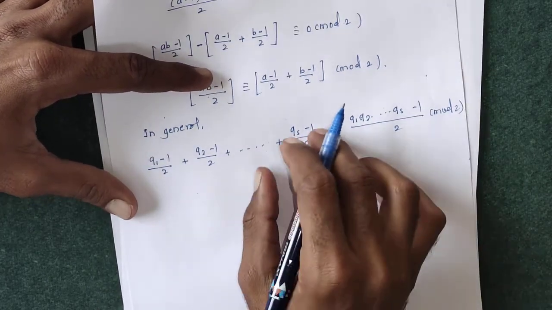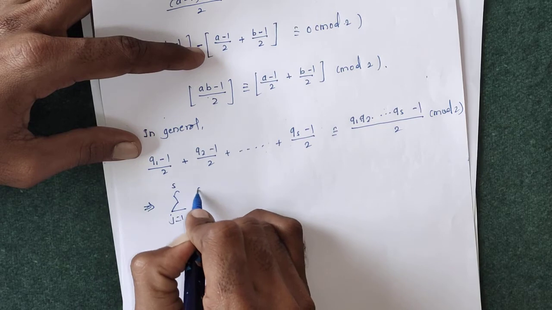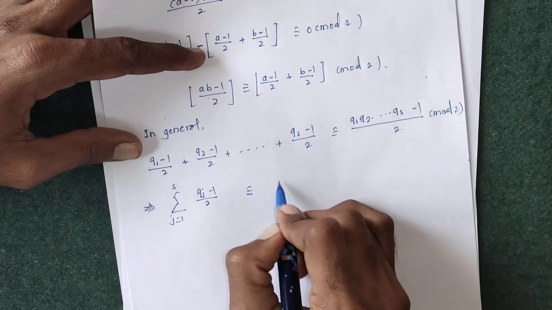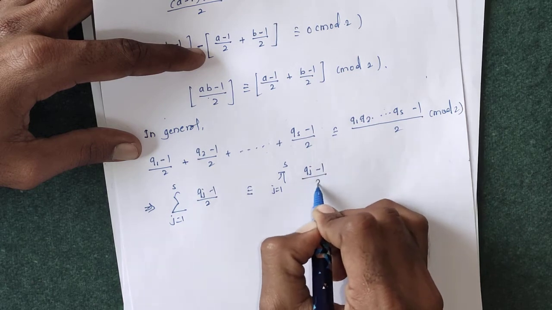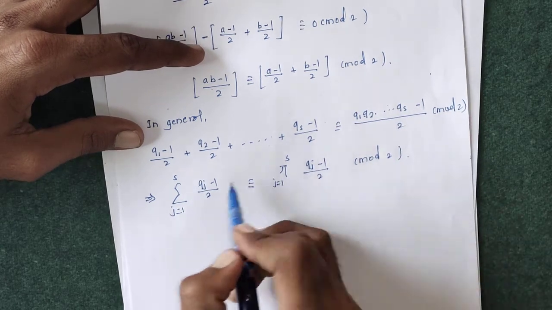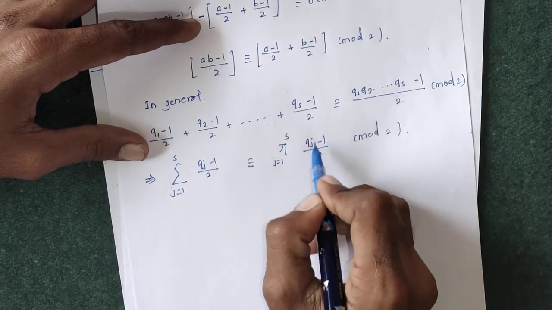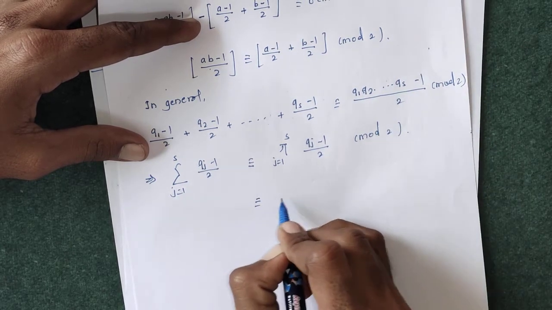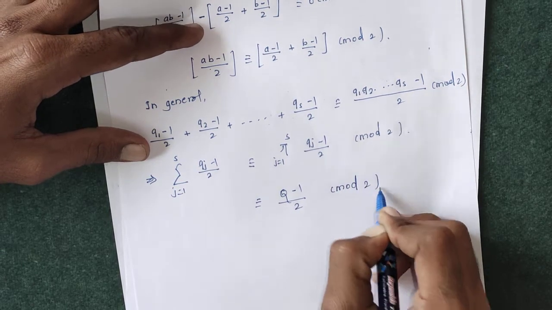Using this generalization here, I can write this. This is just a summation of j running from 1 to s of (Qj−1)/2, which is congruent to the product of j running from 1 to s of Qj, minus 1 by 2, under modulo 2. Instead of writing this product, we can write Q1·Q2···Qs = Q. So, we can just write (Q−1)/2 under modulo 2.